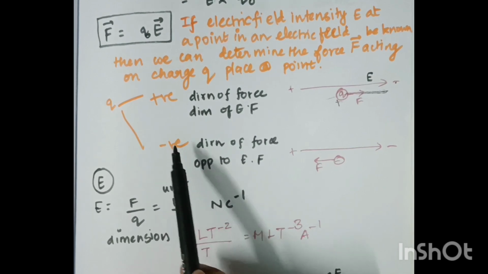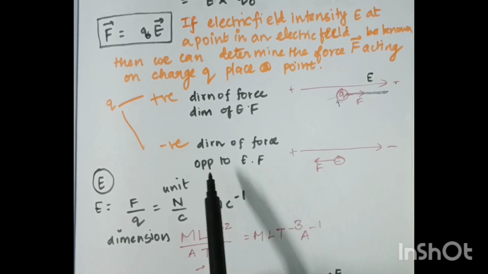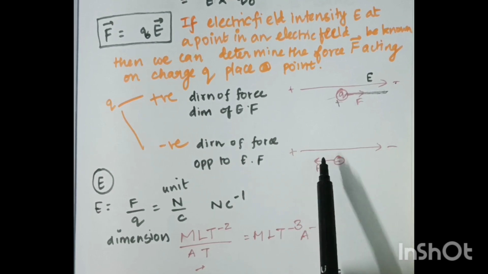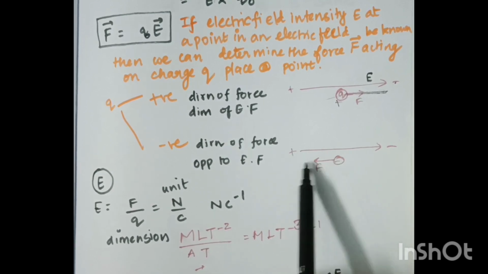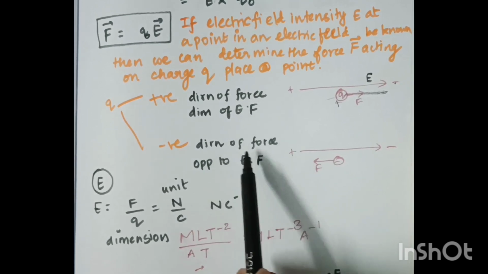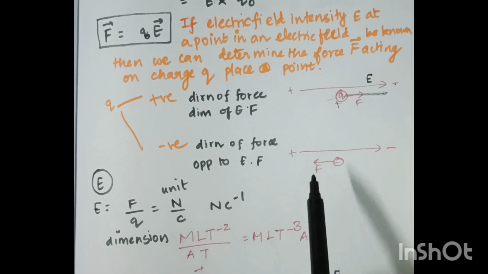If q is negative, if this charge is negative, then this minus and this minus will repel, but this positive will attract. So the force on the negative charge will be in this direction, or in the direction opposite to the electric field. So that is what I have shown.